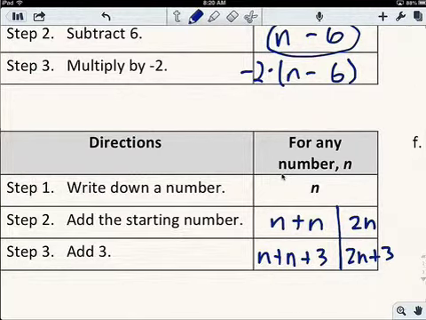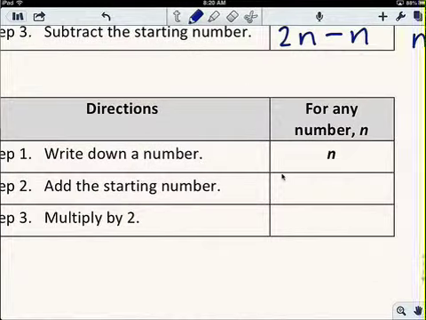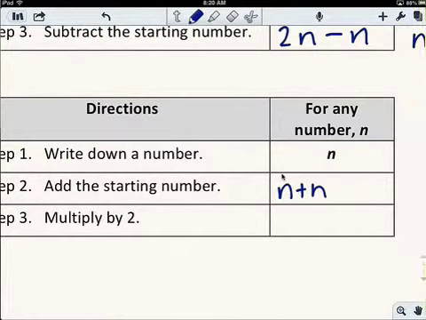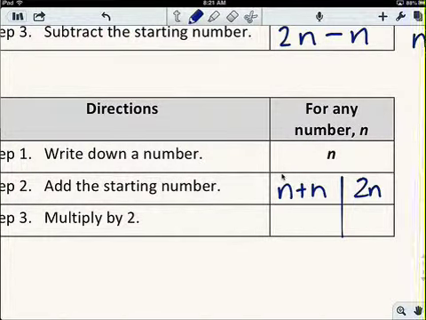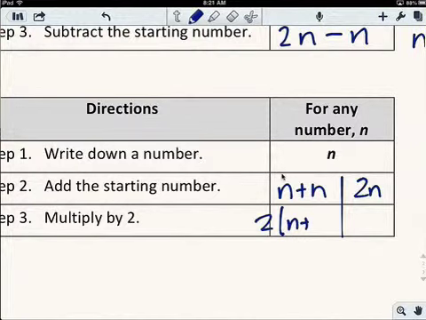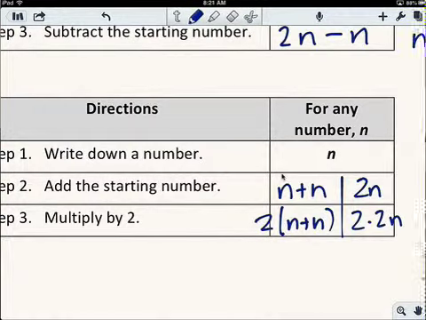They're the same answer, just this one over here, which I'm going to highlight, is the simplified version of it. That's called combining like terms. When you have two of the same variable, you can add them together and get 2 of them. All right, write down a number, n. Add the starting number, n plus n, and we just talked about how that is 2n. Multiply by 2. So there's two things you can do here. You could do 2 times n plus n, or you could do 2 times 2n, which is 4n.